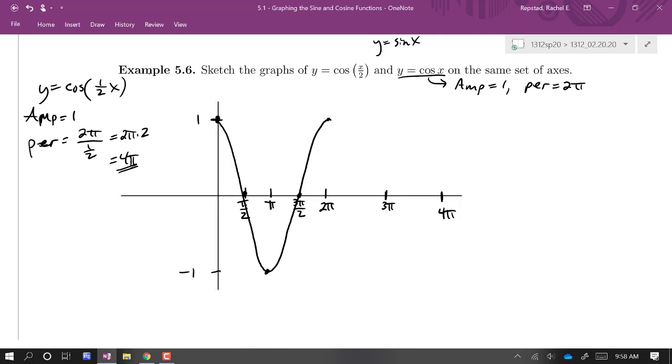For the 1/2 x, we marked its period out at 4 pi, and we're going to use the quarter marks, which are at pi, 2 pi, 3 pi, 4 pi, and use that to plot our points. So it starts again at the peak, so at 1. Now it's at 0 at pi. At 2 pi, it's at -1. At 3 pi, it's back to 0. And at 4 pi, it's back up at the peak. So it looks something like this.